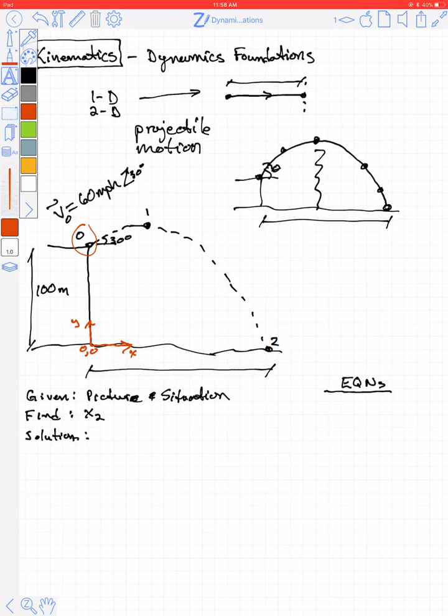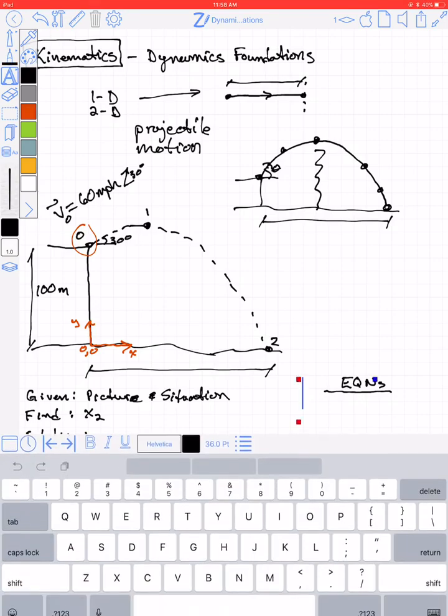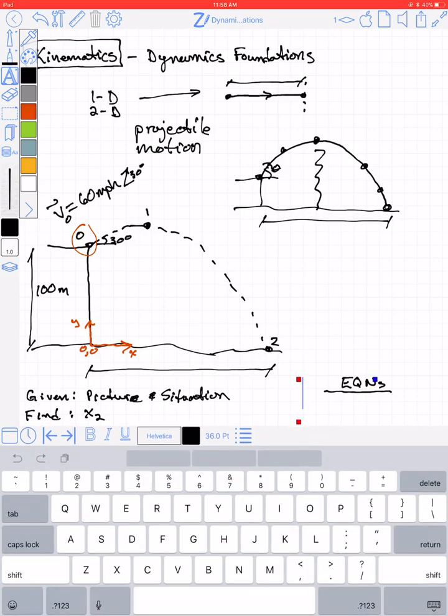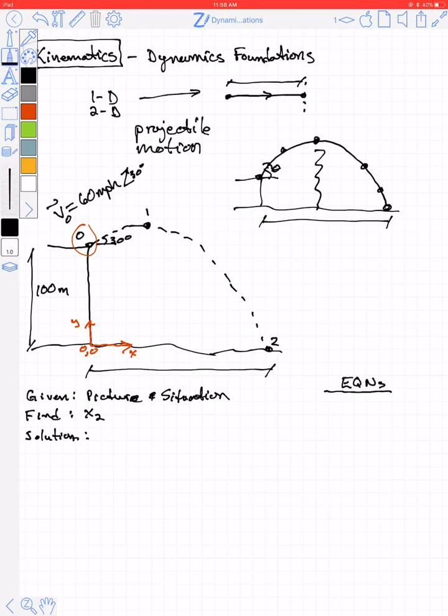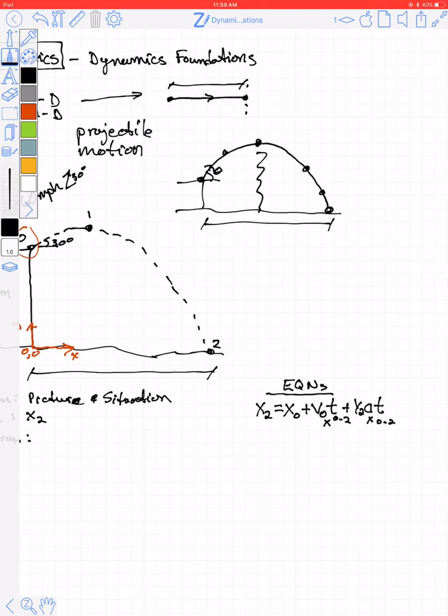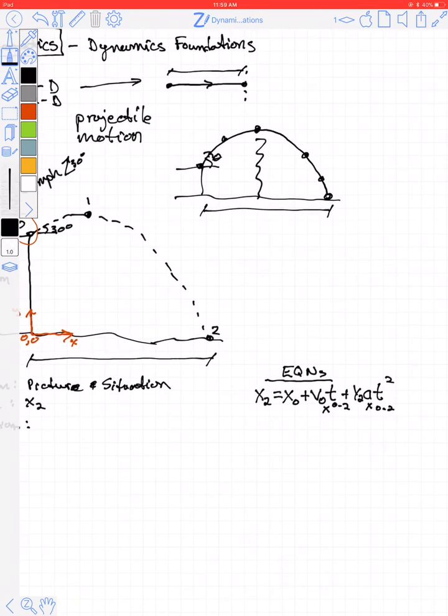So x2, x final, equals x sub 0 plus the velocity at point 0 in the x direction times the time that it takes to go from 0 to 2 plus 1/2 times the acceleration in the x times that same time, 0 to 2 squared. So that's the equation for x2.